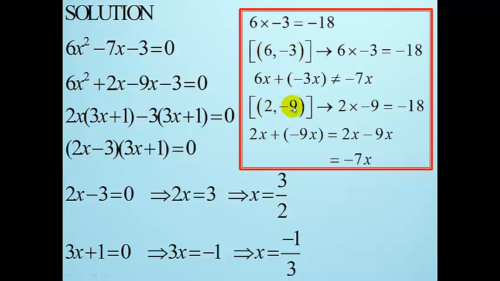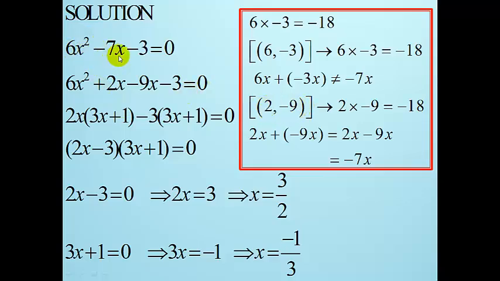Now, let's take 2 and minus 9. The first thing we do is to multiply. So 2 times minus 9 is equal to minus 18. Now, we are getting the same minus 18. But let's add and see. 2x plus minus 9x is equal to 2x minus 9x, because the coefficient of the bracket is 1. So plus 1 times minus 9x will give us minus 9x. Now 2x minus 9x is equal to minus 7x, which is equal to minus 7x in the quadratic equation. And therefore, we use the numbers 2 and minus 9.